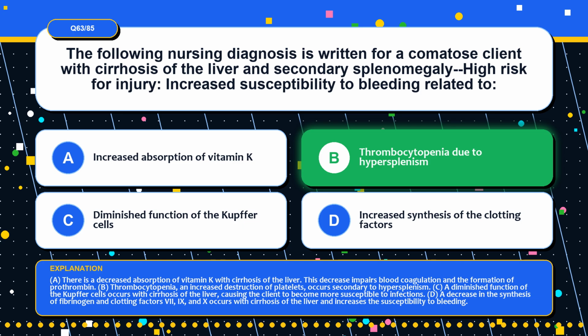C. A diminished function of the Kupffer cells occurs with cirrhosis of the liver, causing the client to become more susceptible to infections. D. A decrease in the synthesis of fibrinogen and clotting factors VII, IX, and X occurs with cirrhosis of the liver and increases the susceptibility to bleeding.